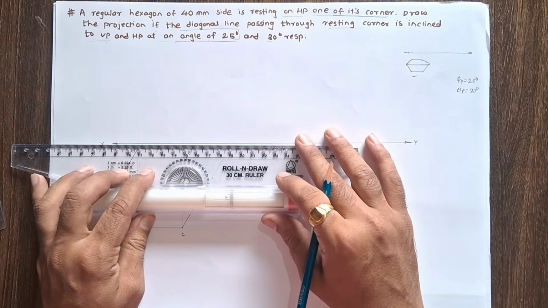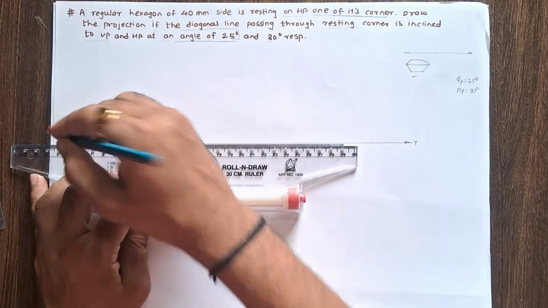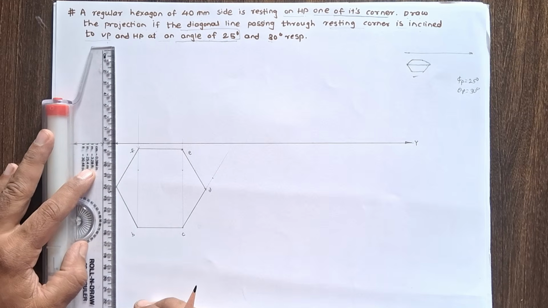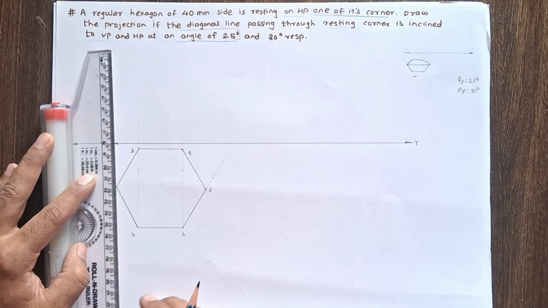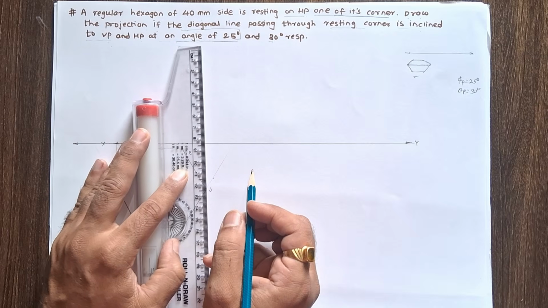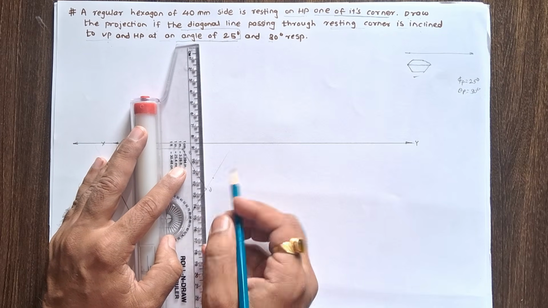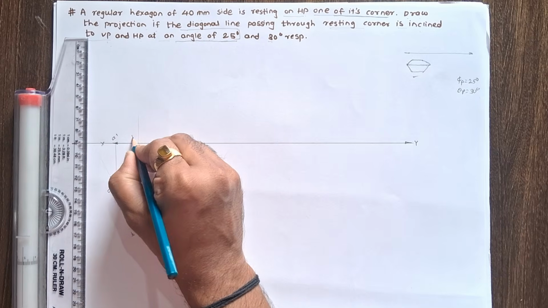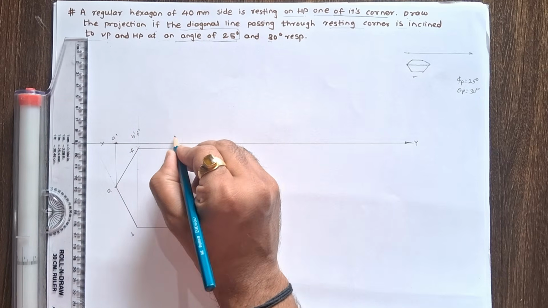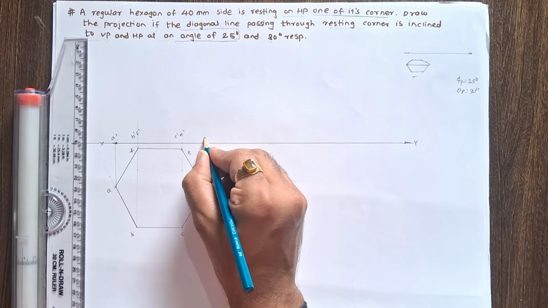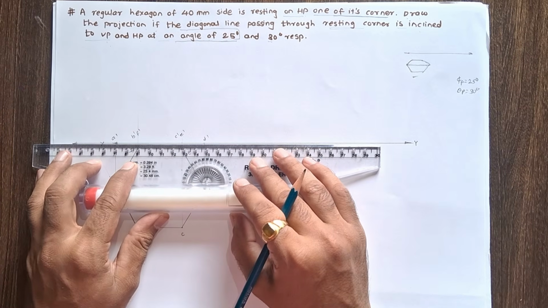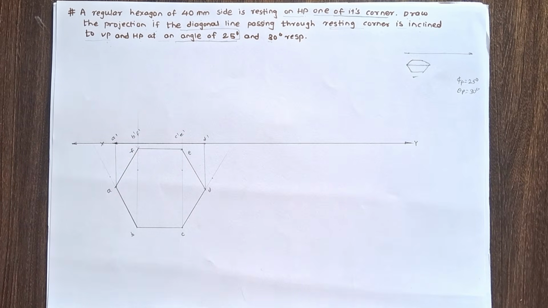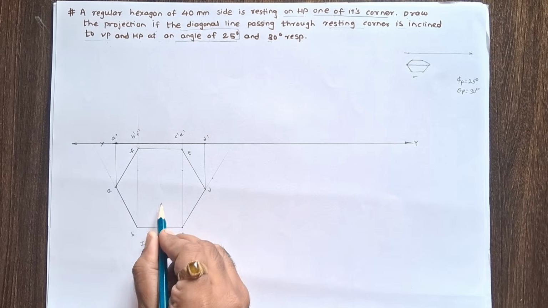Now project all these points on XY. For that, adjust a ruler along XY and project all these points on X axis. So this is the projection of A dash, this is the projection of B dash, F dash, this is projection of C dash, E dash, this is projection of D dash. Join A dash and D dash by using a thick line. This is stage 1 top view and front view.